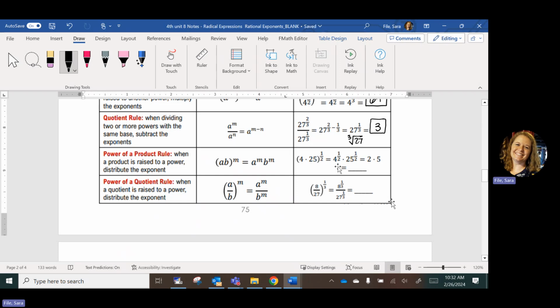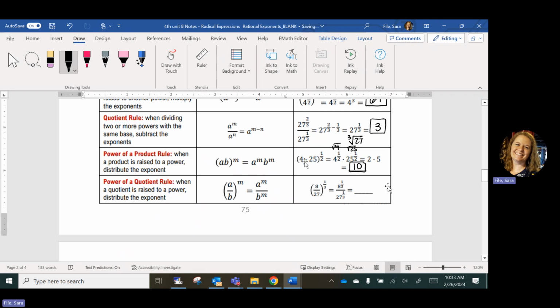Square root. Raising it to the 1/2 power is the same thing as taking the square root. So 4 to the 1/2 means the square root of 4. 25 to the 1/2 means square root of 25. So the square root of 4 is 2. The square root of 25 is 5. And then what is 2 times 5? 10.